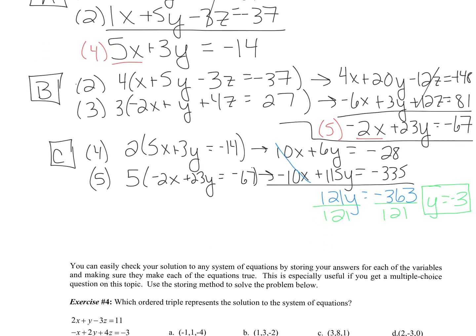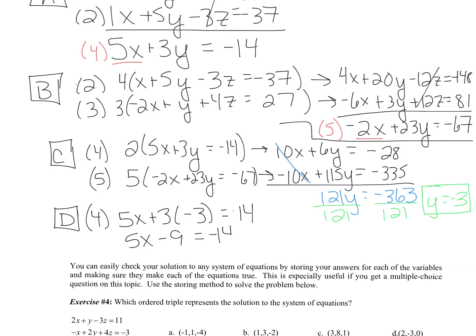Looking at my two equations, I'm going to choose equation 4 for the plug-in. So equation 4, I'm going to directly plug it in this time. So we have 5x plus 3 times negative 3 equals negative 14. 5x minus 9 equals negative 14. Add 9, we get 5x equals negative 5, so x is negative 1.